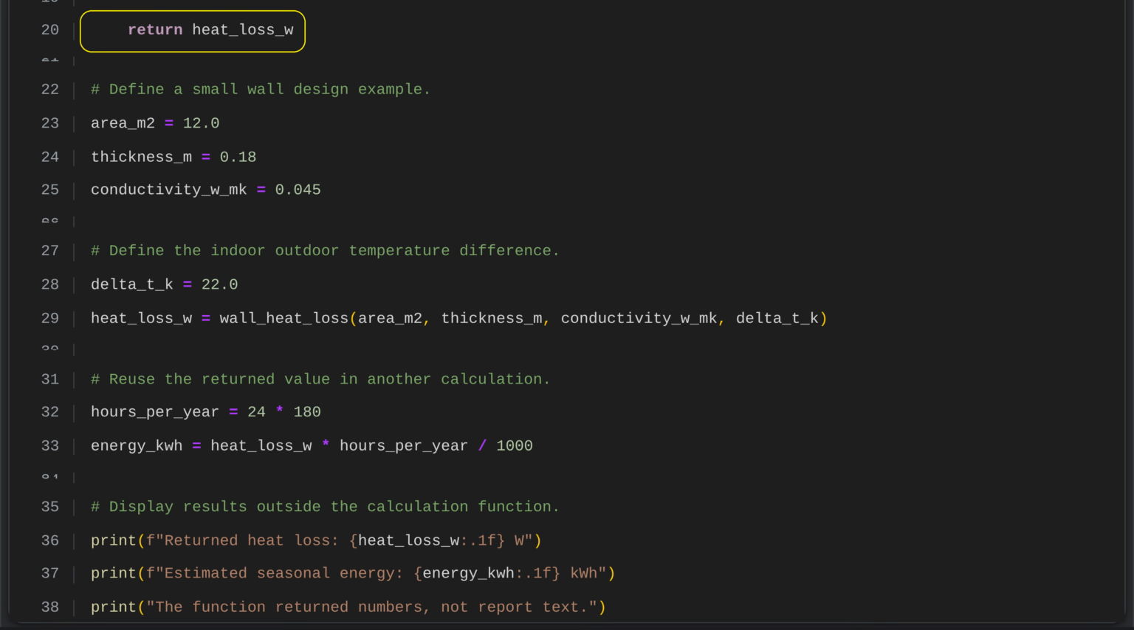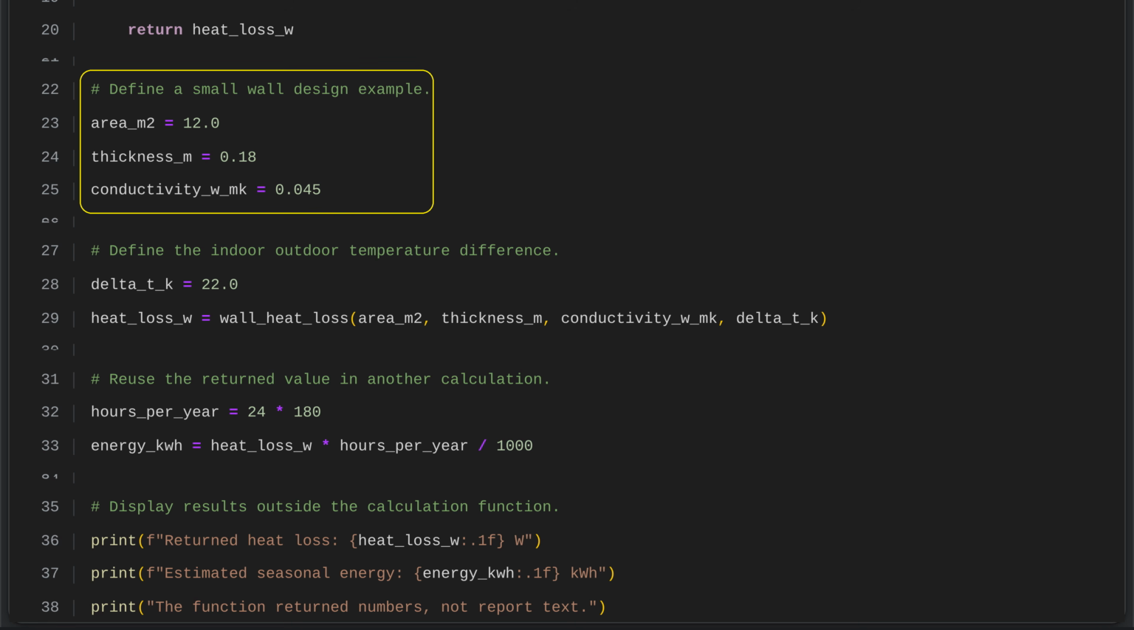The function returns the calculated heat loss in watts, so the value can be used elsewhere in the program. This keeps the function focused on calculation rather than output, making the code more flexible and reusable.